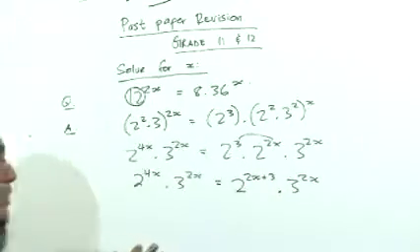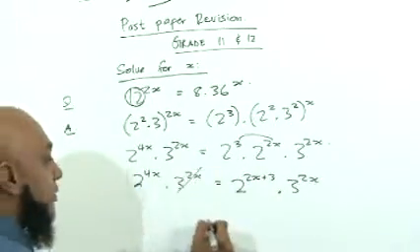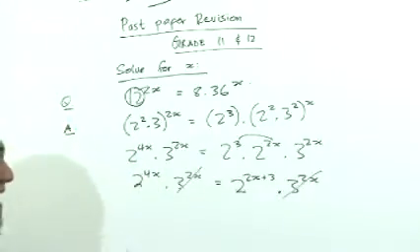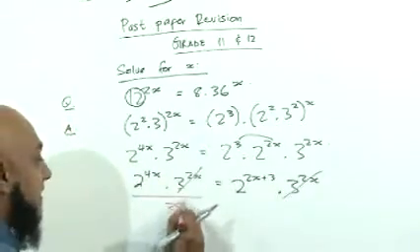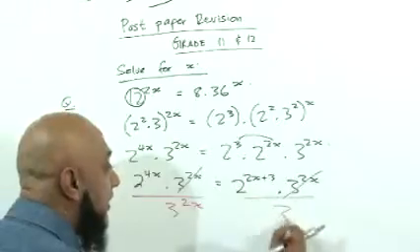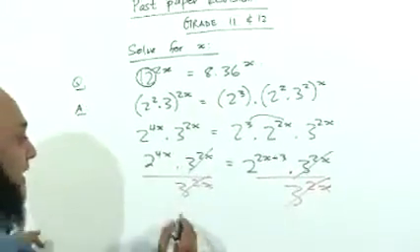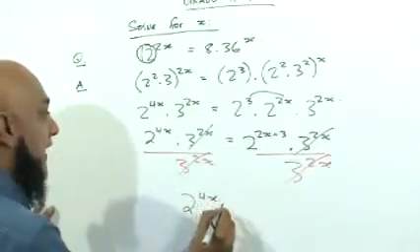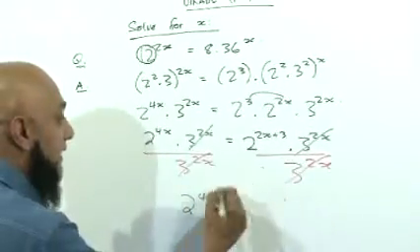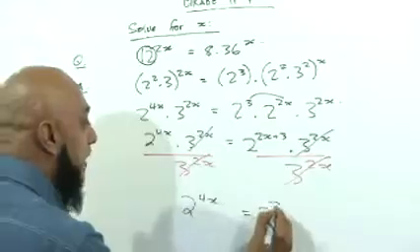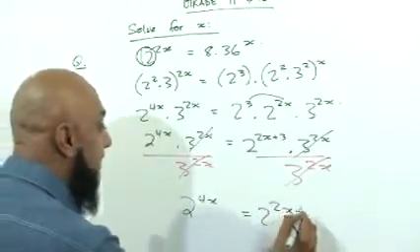Okay. Now what we want to do, we've got 3 to the power 2x and we've got 3 to the power 2x. They cancel out, because if I divide this side by 3 to the 2x, what I do on the left, I do on the right. That and that cancels out. What am I left with? 2 to the power 4x is equal to 2 to the power 2x plus 3.